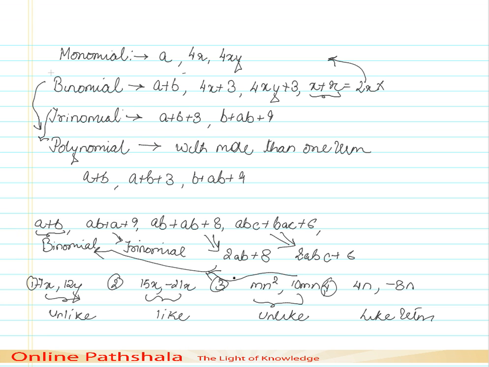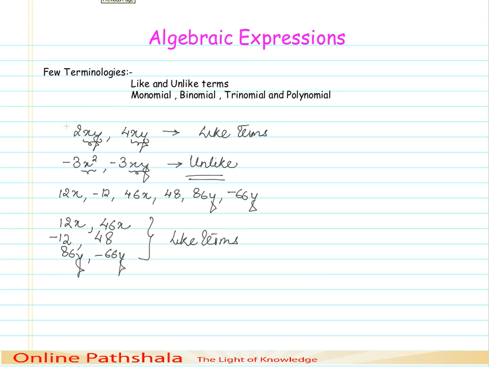Remember, like and unlike terms are determined only by the algebraic factor. It has nothing to do with the numeric coefficient. So here you can say that though the numeric coefficient is 15 here and minus 21 here, as the algebraic factor is x and remains the same, both of them are considered like terms. So I hope this is clear to you, what is a like term, an unlike term, and what is a monomial, binomial, trinomial and a polynomial.